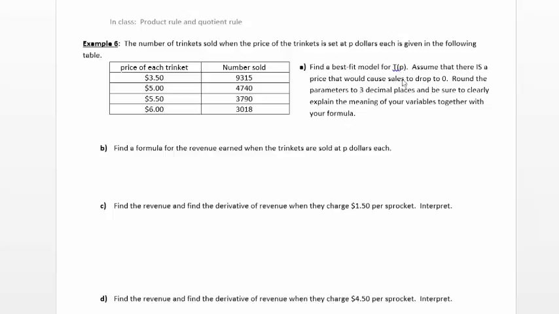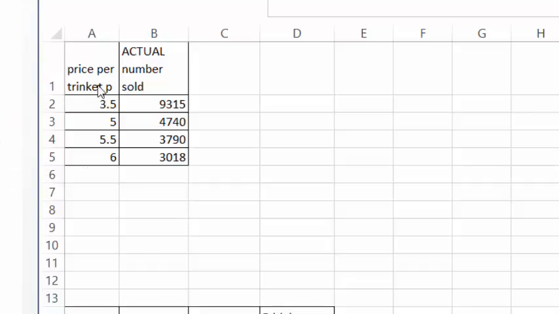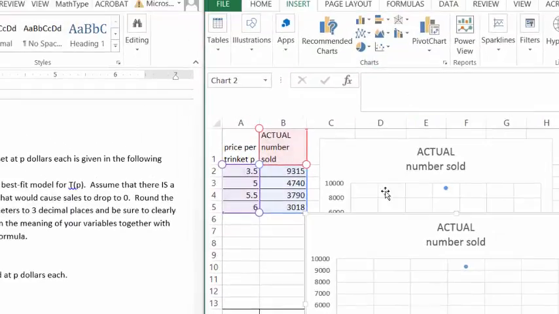It does tell us to assume that there is a price that would cause the sales to drop to zero. So that would mean if we take this input up high enough, we're going to get an output of zero. So the first thing I'm going to do is put this data in Excel, and I have done that over here in cells A1 through B5. The next thing I'm going to do is create a quick input-output graph, a little scatter plot.